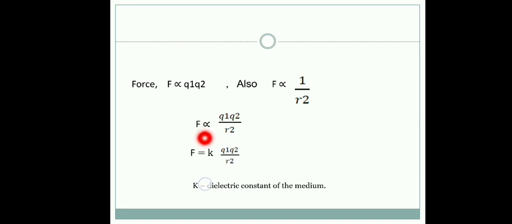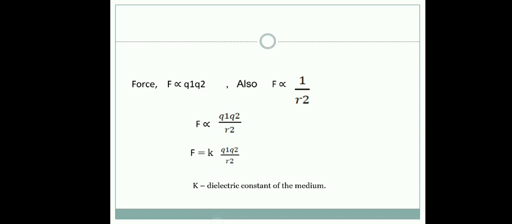And you know, we need an equation, so we need to remove this proportionality symbol. What is the usual way? Add a constant. Here we are adding a constant K. K is known as the dielectric constant of the medium. What is dielectric constant and what is its property? All those things we will discuss in detail later.